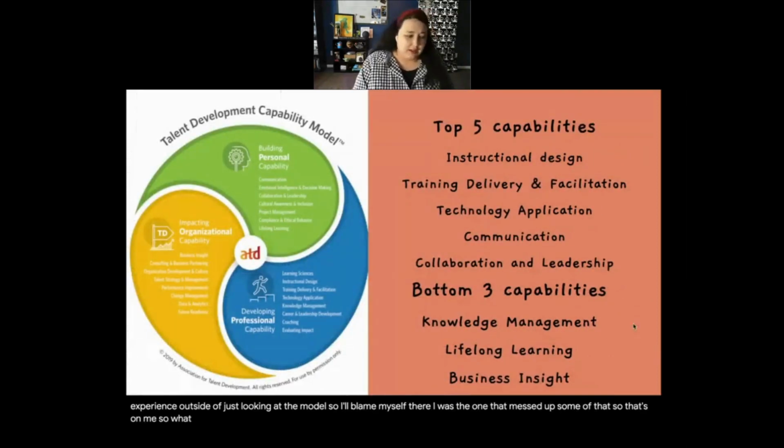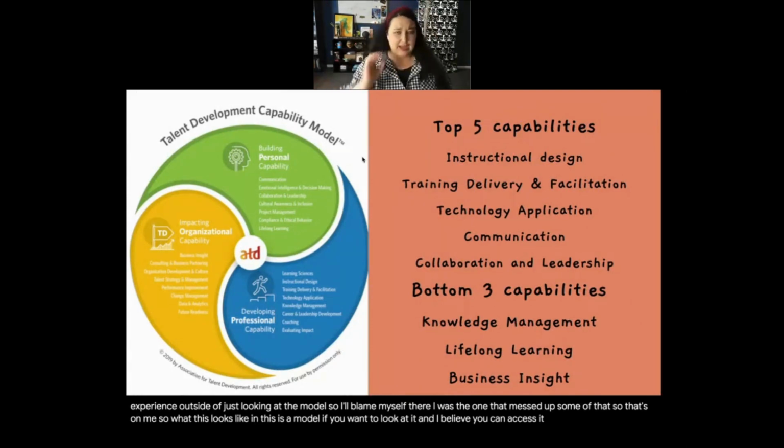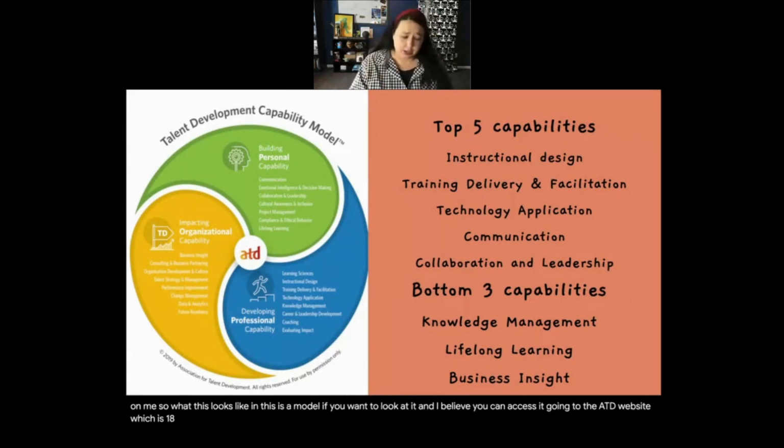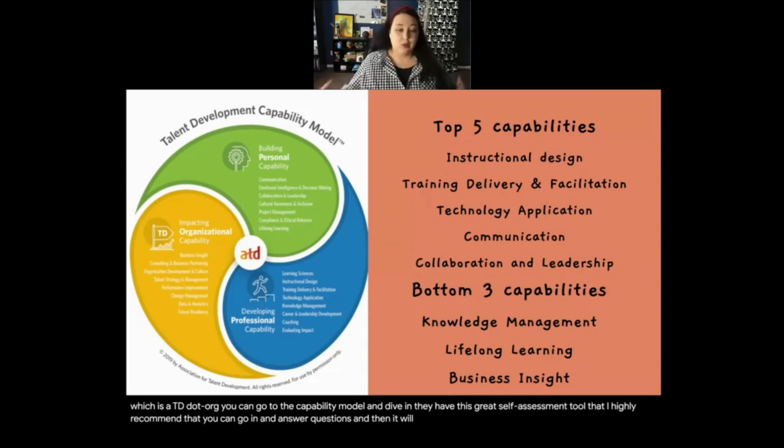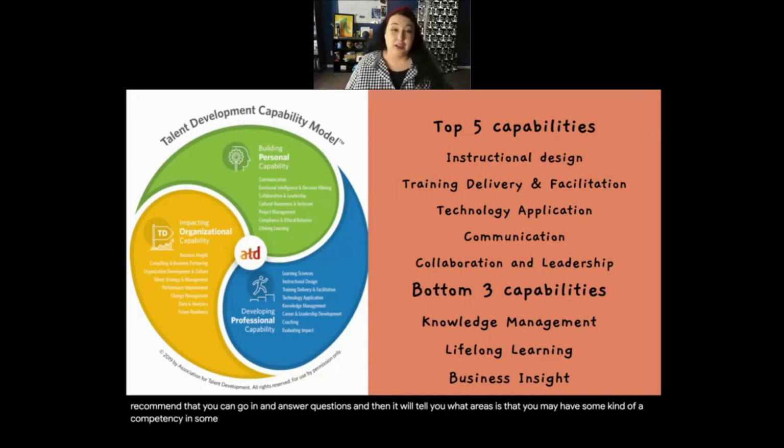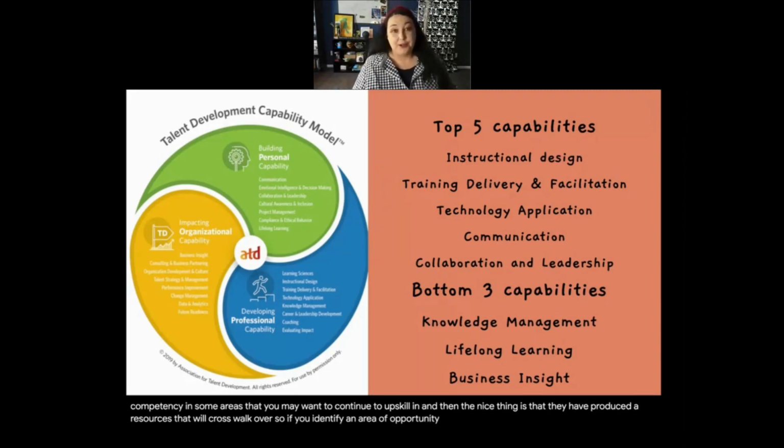So what this looks like, and this is the model if you want to look at it, and I believe you can access it going to the ATD website, which is atd.org. You can go to the capability model and dive in. They have this great self-assessment tool that I highly recommend that you can go in, answer questions, and then it will tell you what areas that you may have some kind of a competency in, some areas that you may want to continue to upskill in. And then the nice thing is that they have produced resources that will crosswalk over. So if you identify an area of opportunity for you, you can learn more about how you can upskill in it, which is pretty neat.